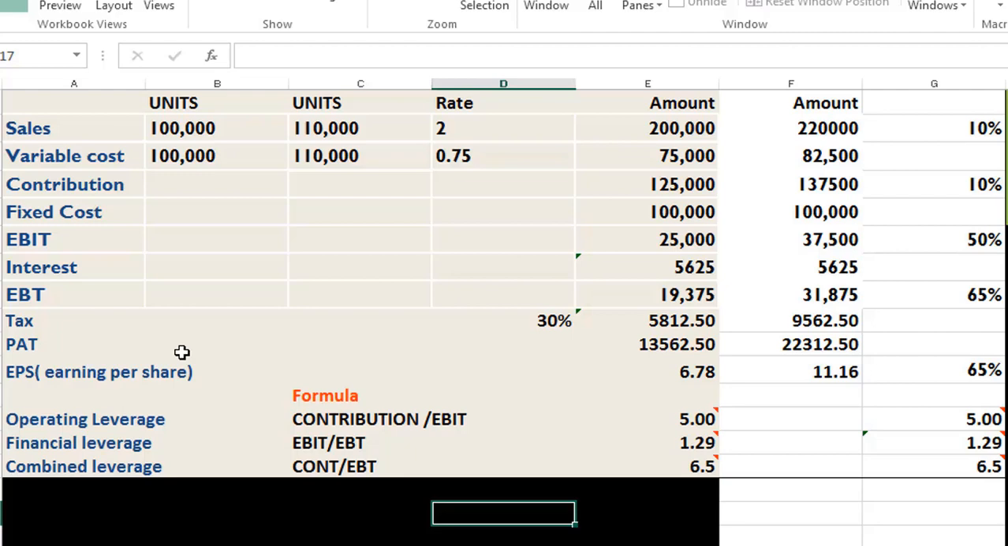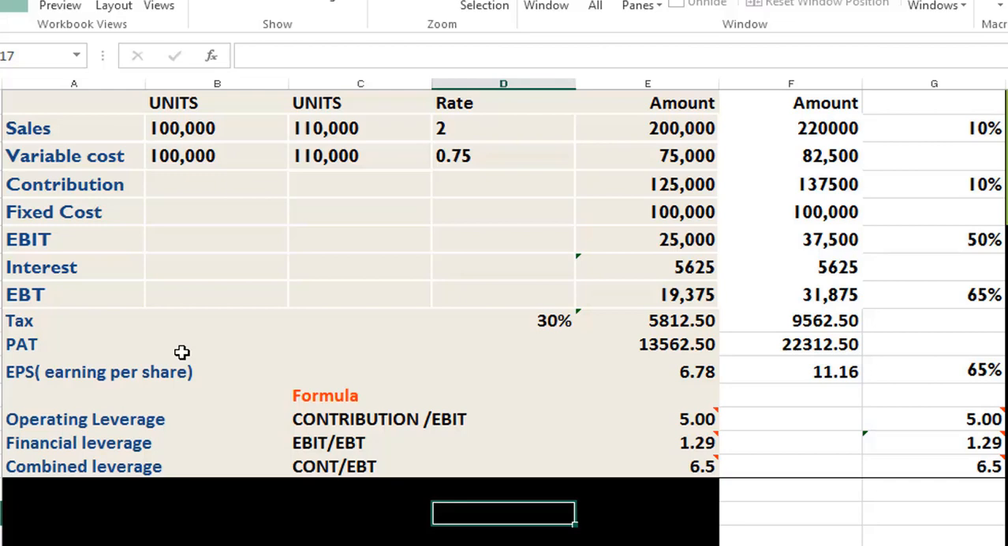So the tax will be again recalculated at 30%, which comes to 9,562 rupees 50 paisa. So the PAT will now come to 22,312 rupees 50 paisa, which is the earning before tax minus tax. Now we will calculate the earning per share, which is 22,312 rupees 50 paisa divided by the number of shares, which is 2,000. So the revised earning per share will come to 11 rupees 16 paisa.